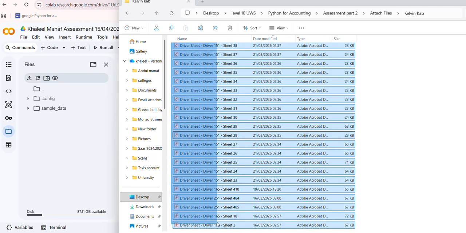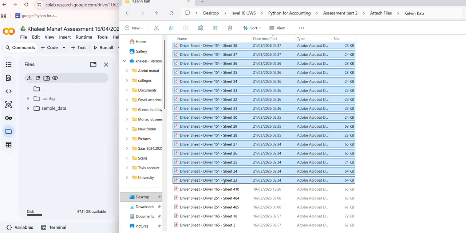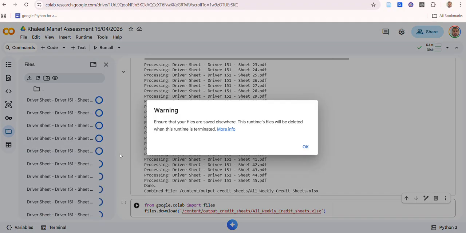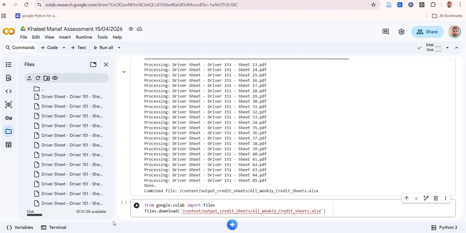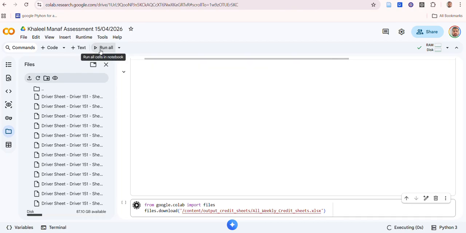Driver 51, this is mine. All from sheet number 45 to 23. So it's about 22 weeks of information I'm transferring here. See, 22 weeks, so it's not just one. Now it's time to run all the code, and hopefully it'll work.